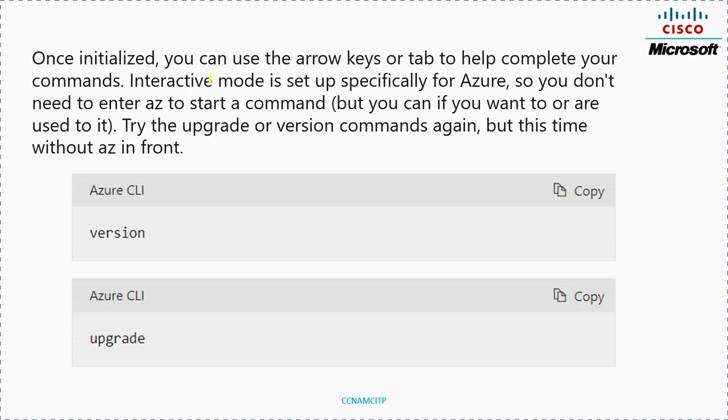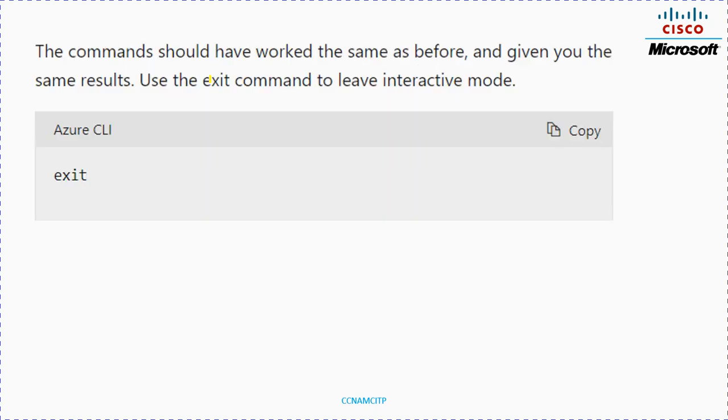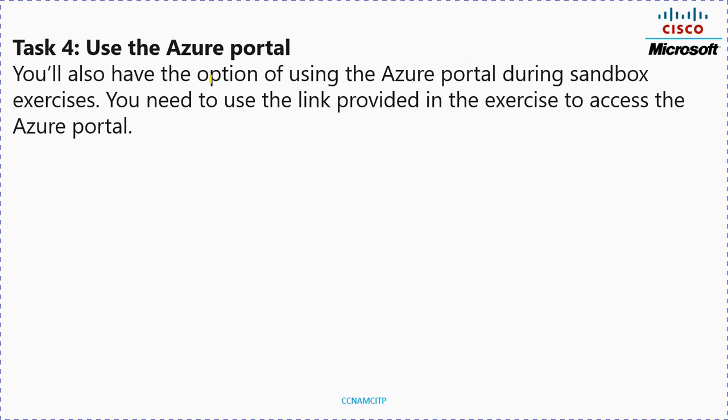So this is what I was talking about. We are not giving AZ before the particular word, just like version and upgrade. Okay, so the commands should have worked the same as before and given you the same result. Use the exit command to leave interactive mode. So the exit command is used to exit or come out of this interactive mode. And make a note, guys.